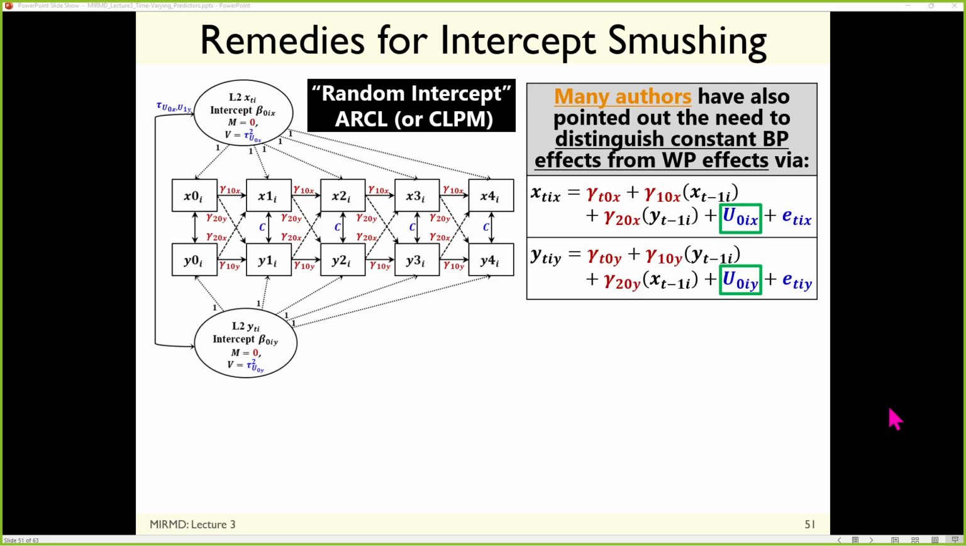Here's how to fix it with respect to data where we don't have individual differences in change. So this is adding another set of letters. The random intercept, RIARCLPM. I'm not making this up. If you read the papers that I've linked to here, there's a whole bunch of papers on this topic. They're like, the way that we fix the model is to throw in a random intercept.